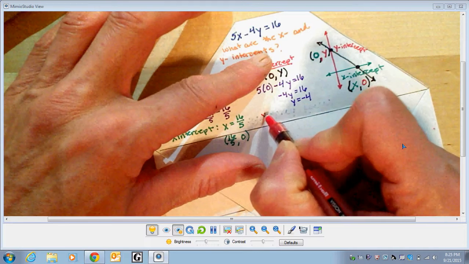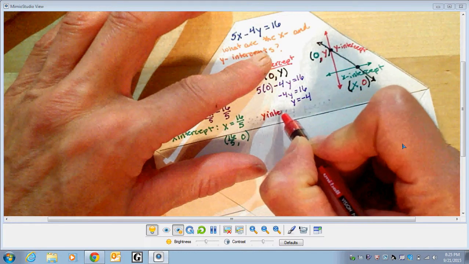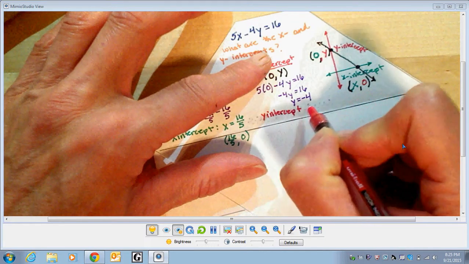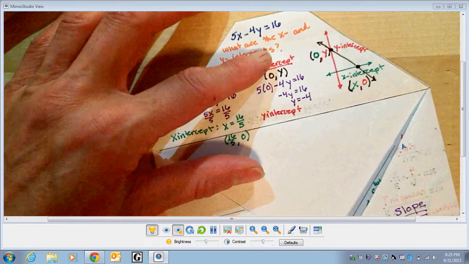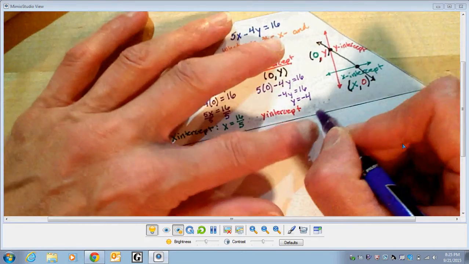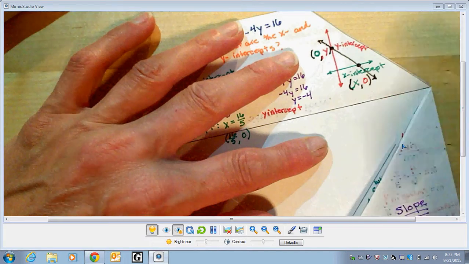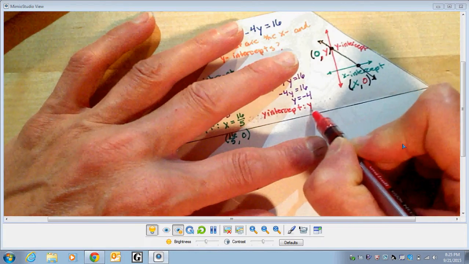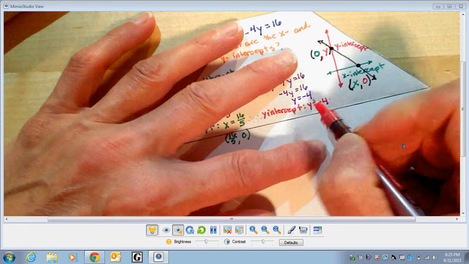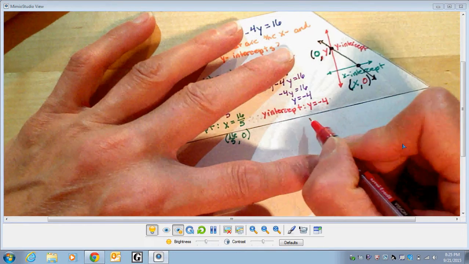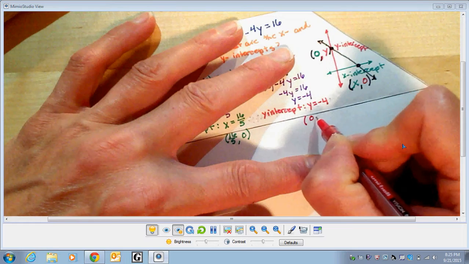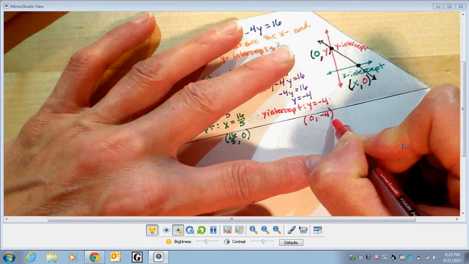So my y-intercept is where y equals negative 4. So I'm going to write that down. Y, I'll write it in red, is where y equals negative 4. And if we're going to write it as a coordinate, my x is 0 and my y is negative 4.